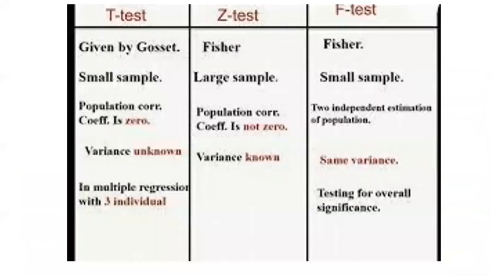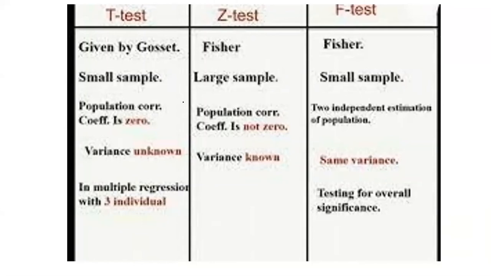Now here we have another comparison chart that will make you clearly understand the differences between the t-test, z-test and f-test. The t-test was given by Gosset, the z-test was given by Fisher, and the f-test was also given by Fisher. Okay, jokes apart. The t-test is for small samples, the f-test is also for small samples, but the z-test is for large samples.